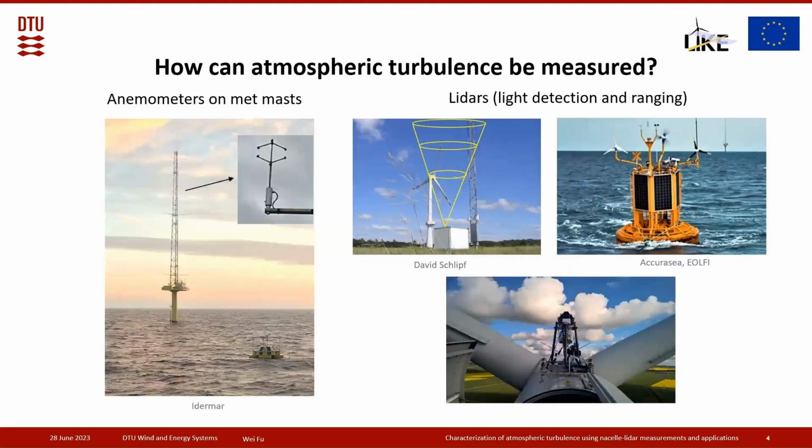So turbulence is important, and how can we measure atmospheric turbulence? Traditionally, turbulence is measured by anemometers mounted on a tall meteorological mast. Usually there are some booms, and you can mount them on booms. For example, here I'm showing a picture of a sonic anemometer, which can provide three-dimensional turbulence parameters, and it is used in the international standard.